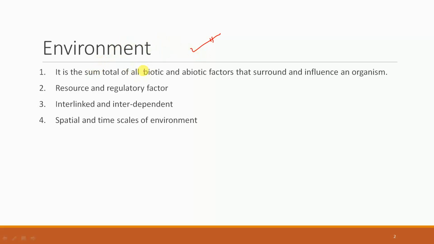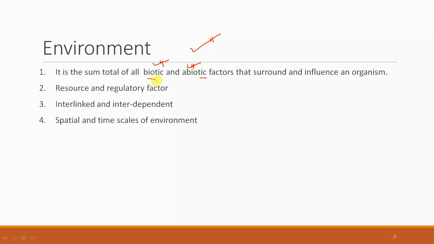First and foremost, you should know that it is the sum total of all the biotic, which is living, and the abiotic, which is non-living factors that surround and influence an organism. So what is important here is that biotic as well as abiotic factors are what are included in environment. That's the first question which is formed.